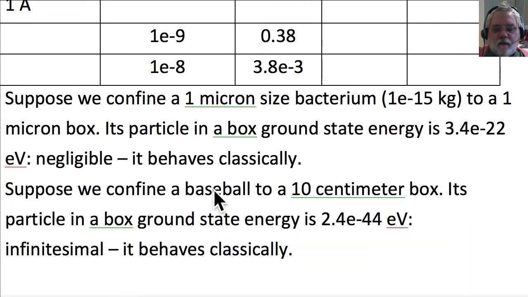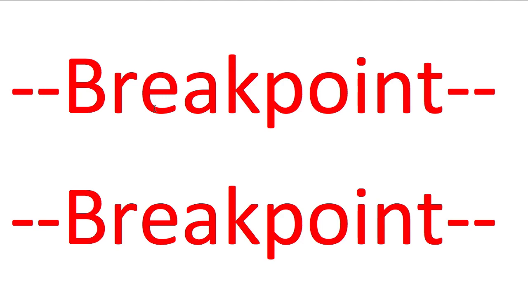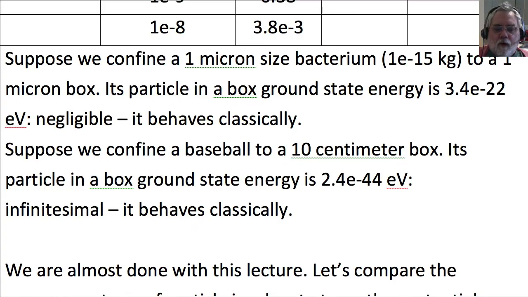Now let's confine a baseball to a box about the size of a baseball, 10 centimeter box. Its ground state energy is 2 times 10 to the minus 44 electron volts. Infinitesimal, can't even be measured. It definitely behaves classically. So I would like you to remember particle in a box, and sometime, if you have some more complicated problem and you want a first cut at its behavior, feed it into particle in a box and see what the behavior might be. This is a possible time to take a break. We're almost done with this lecture.